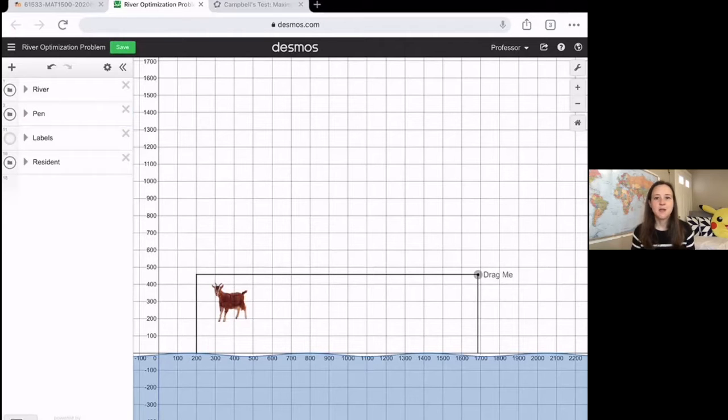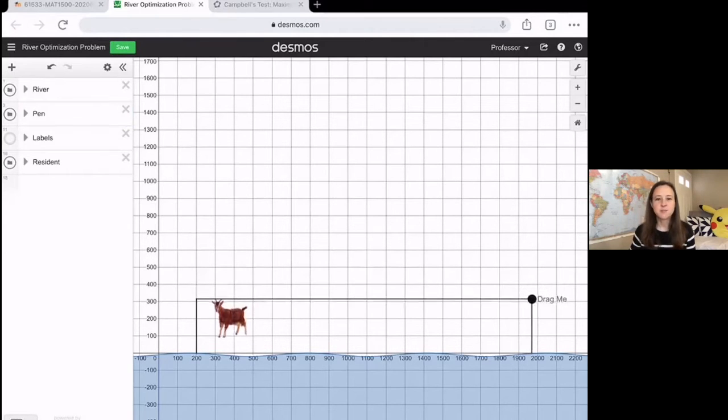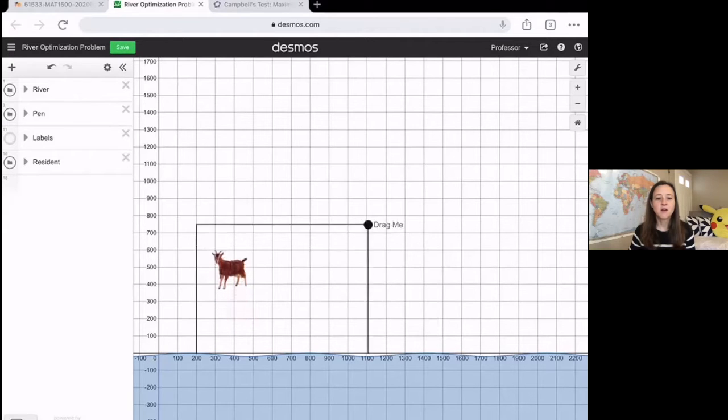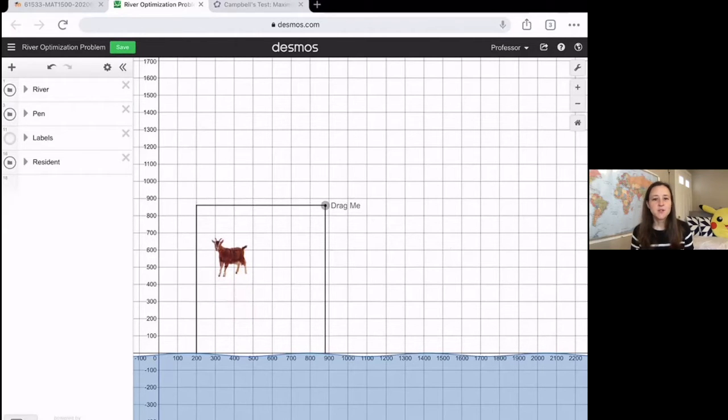feet of fencing. So if I want to make the pen a little wider, it forces me to make it shorter. And if I want to make it taller, it forces me to make it a bit more narrow. And the question we're going to answer about this goat pen is, how big should we make it to maximize the area or the space that this goat has to roam around?